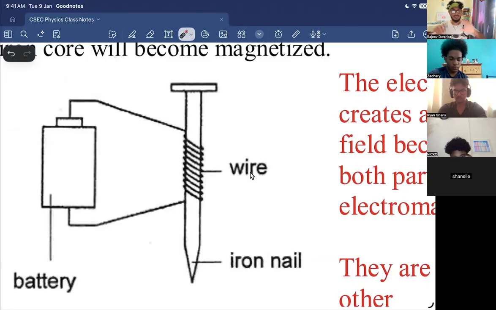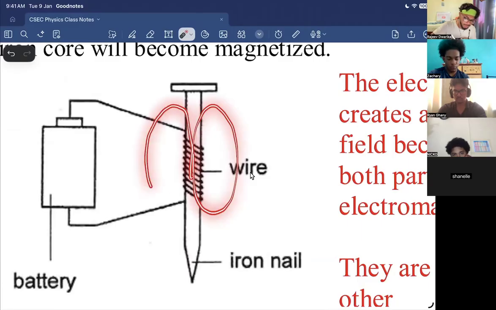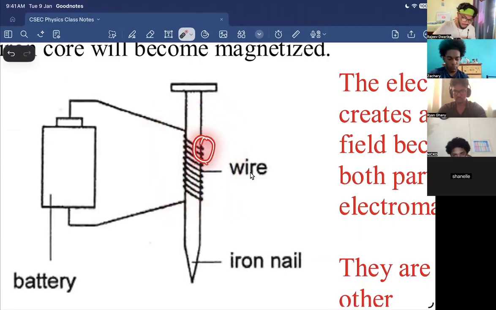So Nikolai, I want you to understand that around the wire you'll have magnetic fields, and they'll add together. But what's the point of that if you're not channeling it? So the iron nail is going to channel that magnetic field and create an electromagnet. I'm not sure if you understand that. You sure you understand that? Okay, explain it to me now.